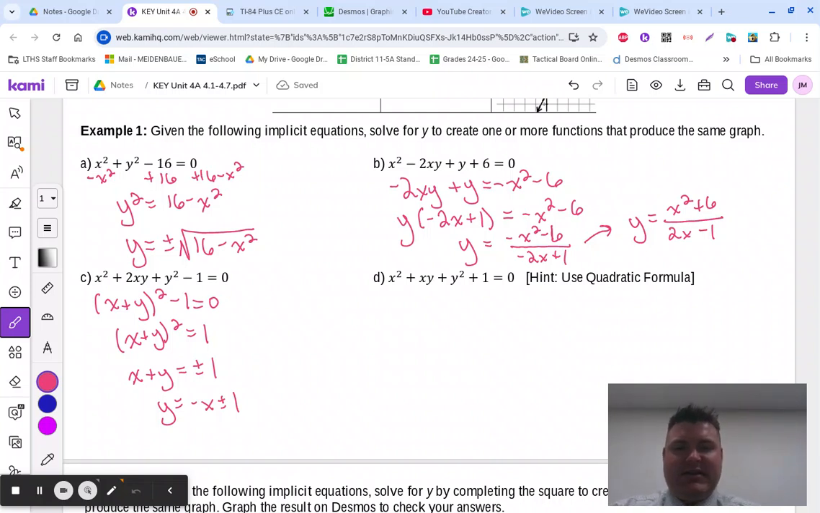Next one, letter D. This is a fun one. If I didn't put that hint right there, I'm sure I could have you struggle for a little bit here. But we're going to use the quadratic formula for anything that looks kind of like this. So we're going to do y squared.